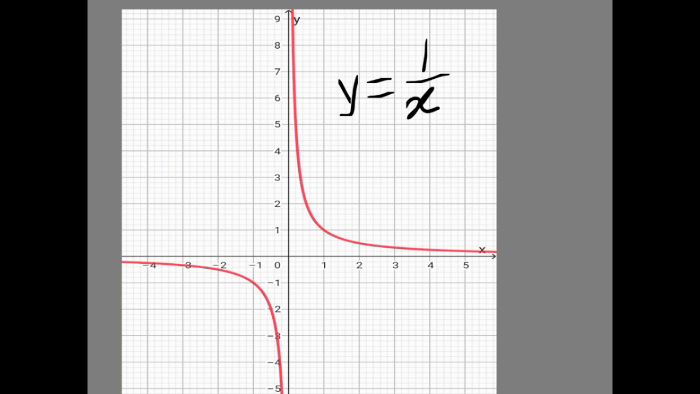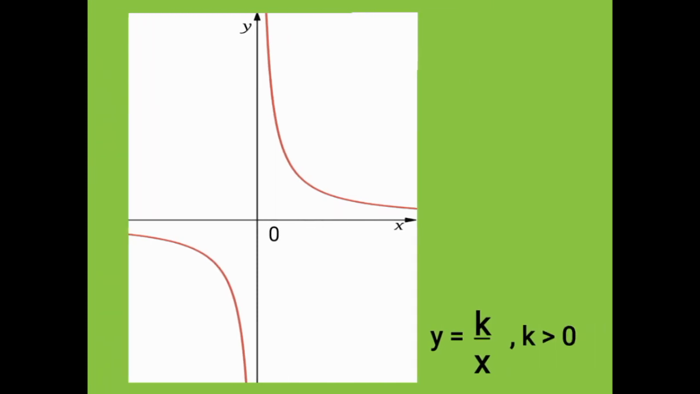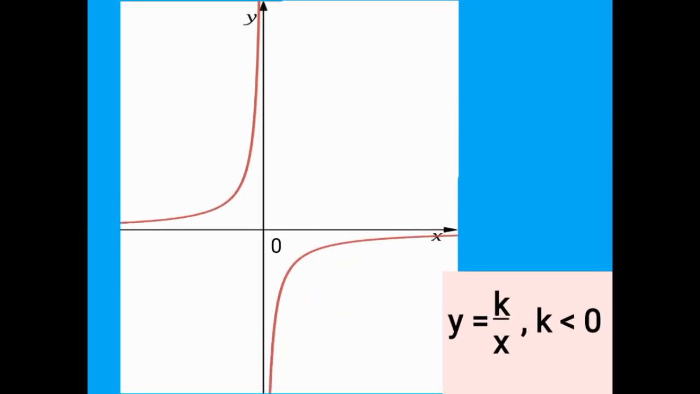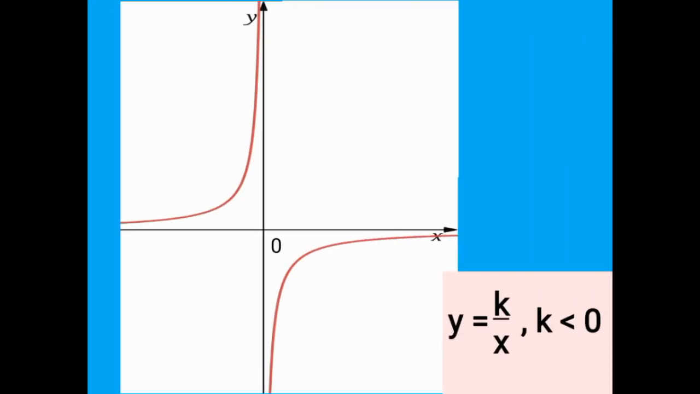So here's the sketch of the graph y equals 1 over x. When y equals k over x with k greater than 0, the graph would take a shape like this. The graph of y equals k over x with k less than 0 has asymptotes at x equals 0 and y equals 0. Now here's the sketch of the graph of y equals minus 1 over x. The graph y equals k over x with k less than 0 would take a shape like this.